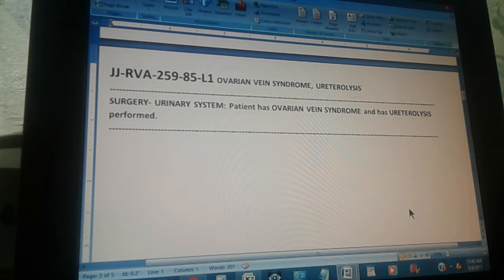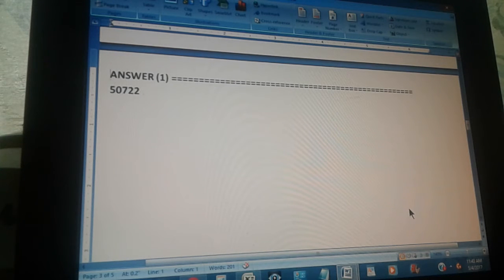That is the procedure. Now we're going to count to 3, so you can pause the video and give us the CPT code for the procedure. So 1, 2, 3. Okay, the answer is 50722. Did you get that? If you got it, congratulations. If you didn't get it, let's give you some tips and links for understanding the problem.